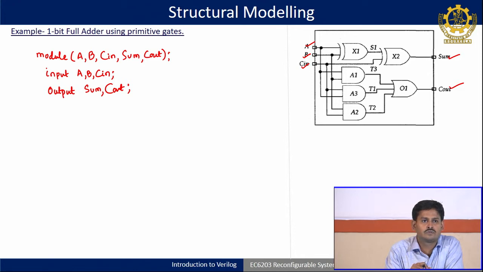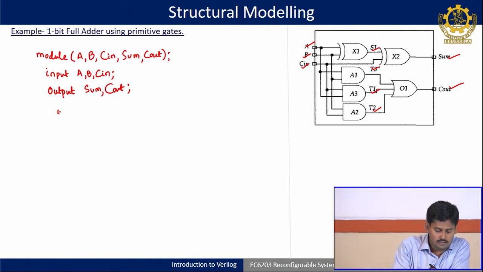So as you are telling, connecting signals have to be declared, because here the connecting signals are S1, T3, T1 and T2. So it has to be declared like wire or reg. So this is wire, not reg. Reg is only in behavioral modeling, if you are using initial or always. Here we are not using initial or always. So it is wire. And again these are 1 bit or multi-bit. So 1 bit, so I am directly writing wire S1, comma T1, comma T2, comma T3.